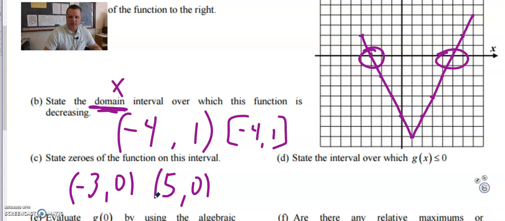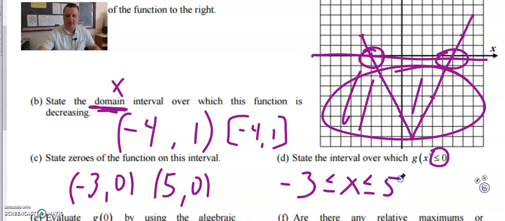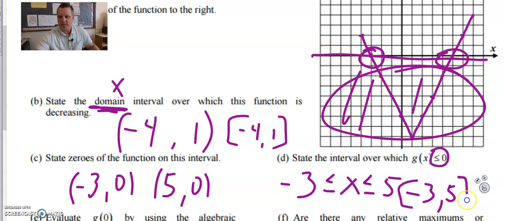State the interval over which g of x is less than or equal to 0. So we looked at the one previously where it was greater than. Less than is going to be below. So the key thing is it's going to be an equal sign this time, less than or equal to. So it goes from -3 less than or equal to x less than or equal to 5, or -3 to 5, and it has to be in brackets.